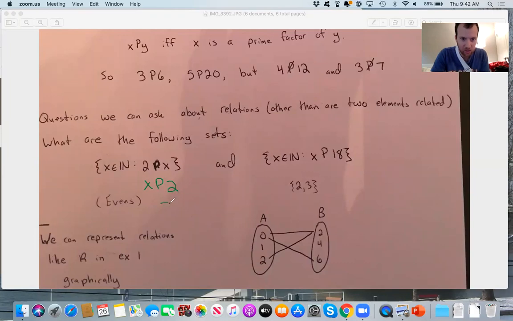In that case, there's only one prime factor, and that's just 2. So if we want to find the x's which are prime factors of 2, that gives us just the number 2. Written the other way, find the numbers that 2 is related to, that gives us all the even numbers. So the order in which things are related matters.